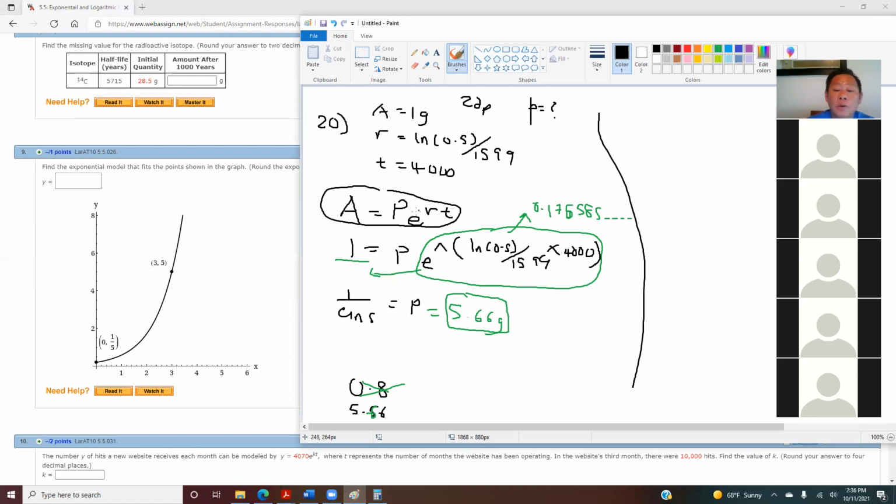You don't need to. The reason why is because if you calculate the rate, ln 0.5 divided by 1599, what do you get? A negative number. Yes, you will get a negative 0.000433, and so on. So if you put a negative inside here, it will change from a decay to a growth, because the negative times the negative makes it positive. So that's why we ignore the negative here. The reason why is because the rate is already negative in this case.